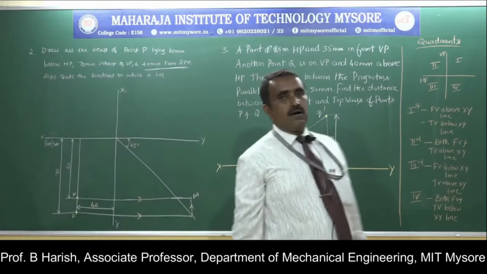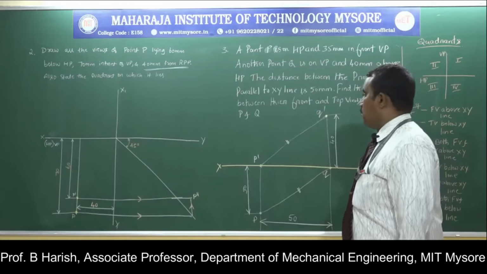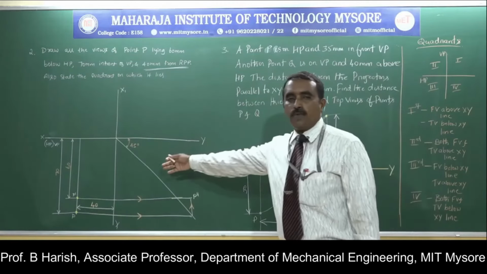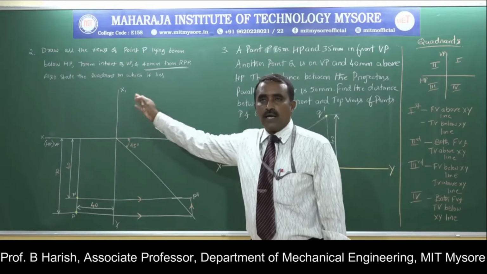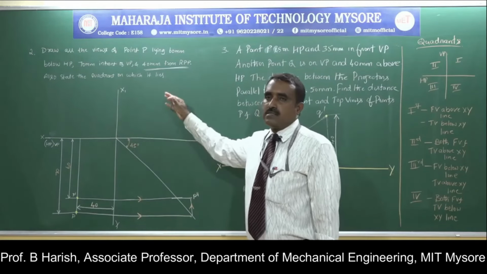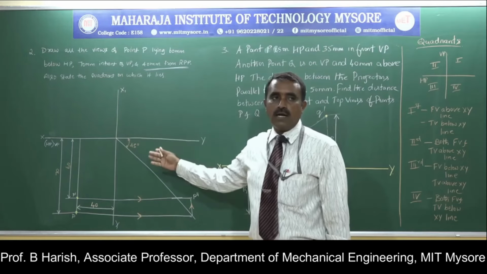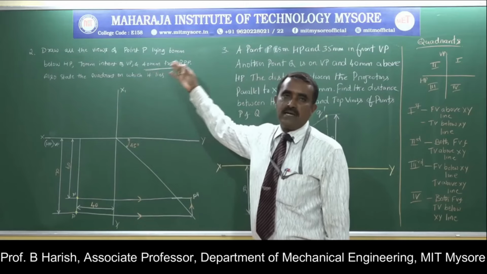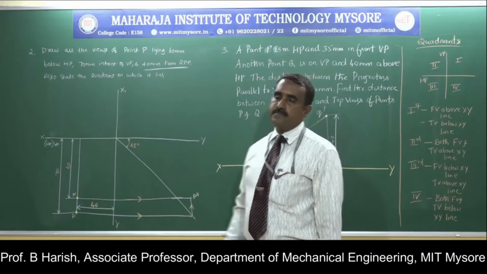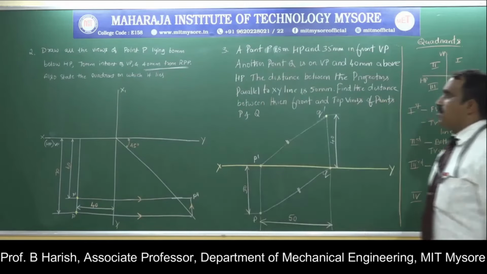Next, coming to the next problem. This is the second variety of problem that can be asked. Like this, the point can be in any of the quadrants, whether the first, second, third or fourth quadrant, and I can draw the profile view depending upon the condition given in the problem. Then come to the next problem.